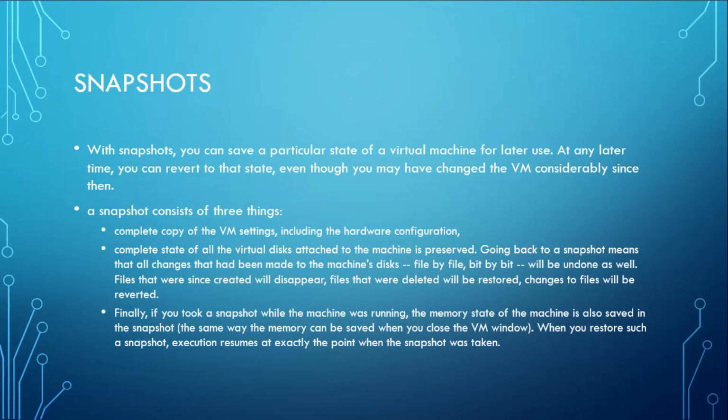A snapshot is a point in time state of a virtual machine, and you can go back to this point in time state in your virtual machine. What this means is, if you've done something on your virtual machine that has made your virtual machine not working, you can go back to that snapshot and go back to the working state again.